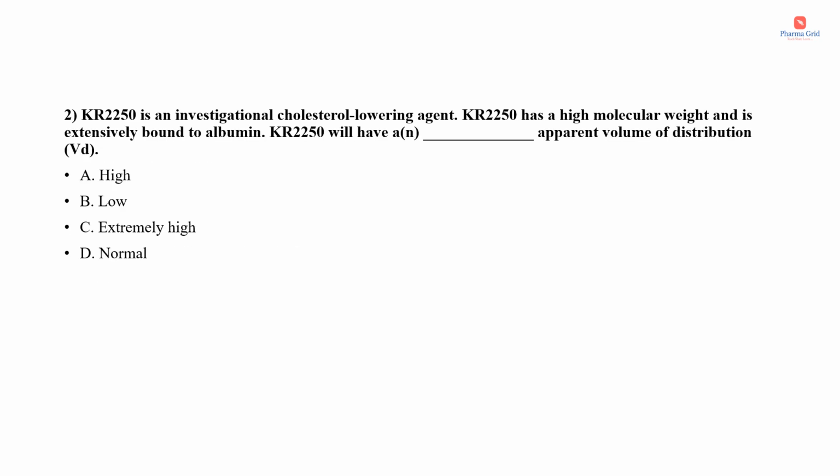Next question. KR2250 is an investigational cholesterol lowering agent. This agent has a high molecular weight and is extensively bound to albumin. KR2250 will have a dash apparent volume of distribution. So in the question they have asked us about the relationship between plasma protein binding and the volume of distribution. In the question, the drug has high molecular weight and high plasma protein binding, that is, the drug is extensively bound to albumin. So here the options are high volume of distribution, then low volume of distribution, extremely high, normal.